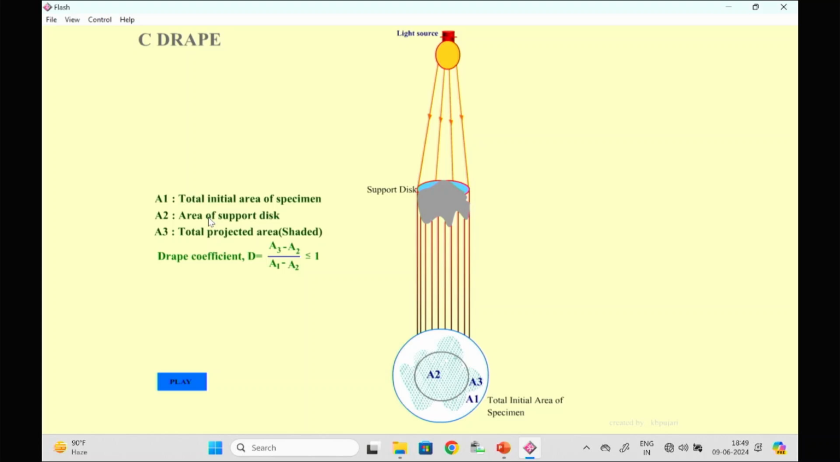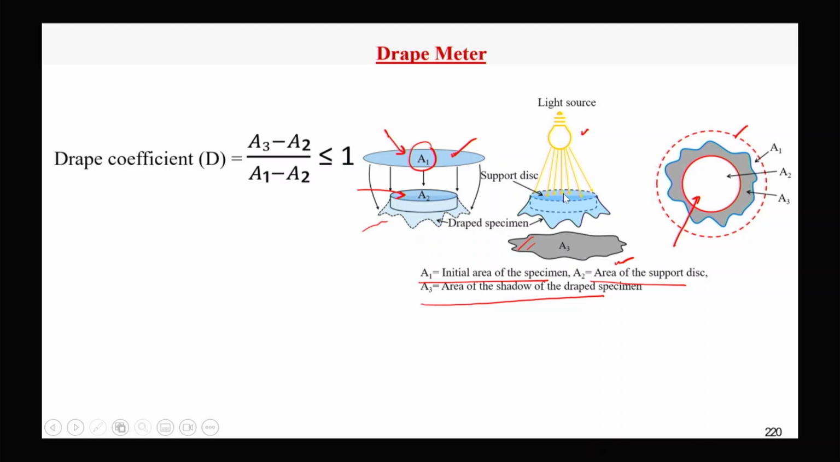So A3 and A1 are there, and A2 is the support disc. So for very stiff fabric, A3 and A1 will be there, the area of the shadow and the area of the fabric. A3 and A1 are equal. So if we replace A3 here by A1, this will become 1. So for very stiff fabric, the maximum drape possible is 1, when there is no draping.